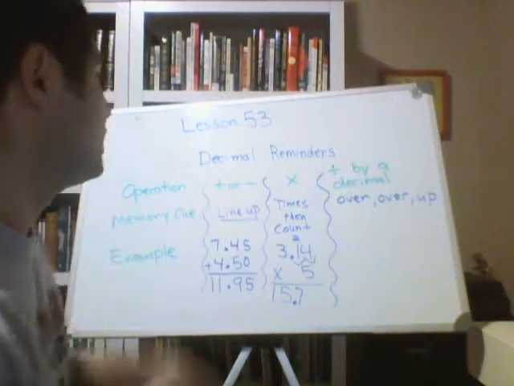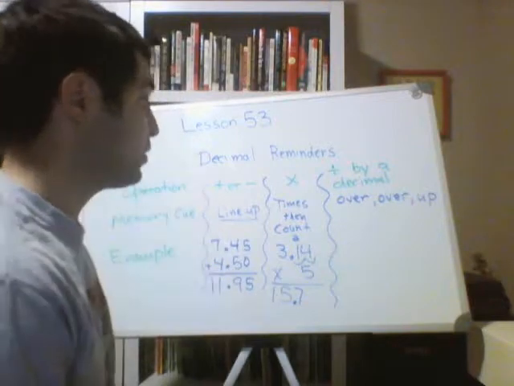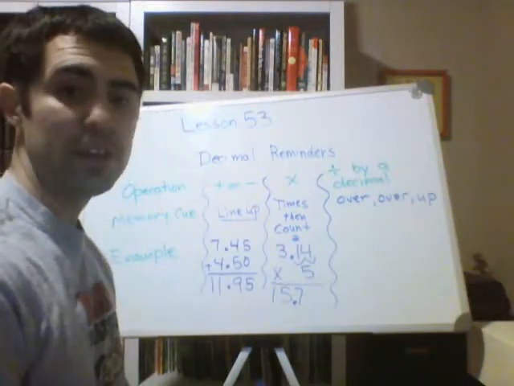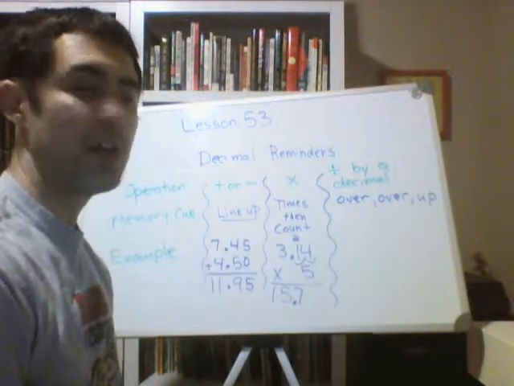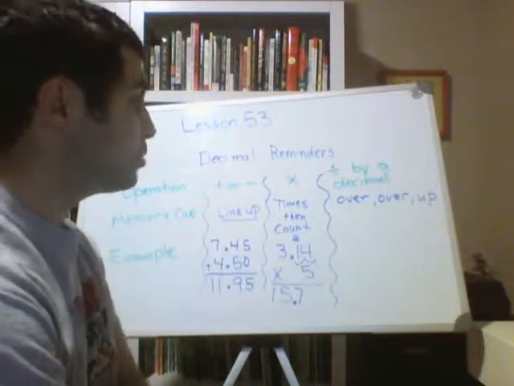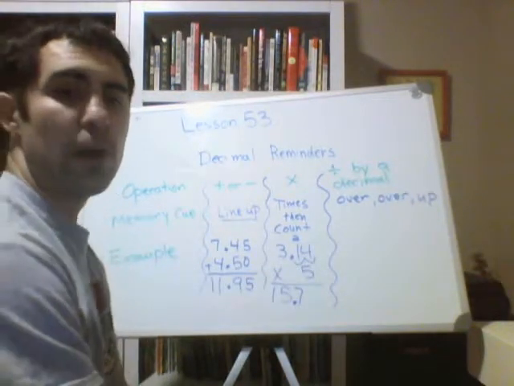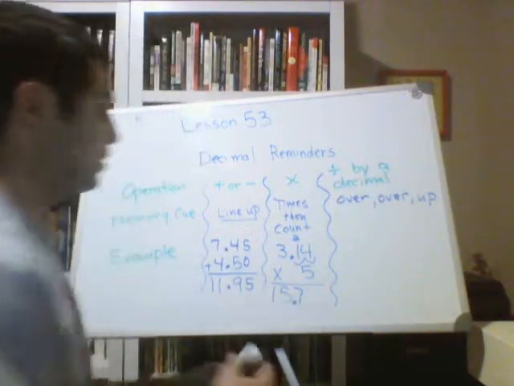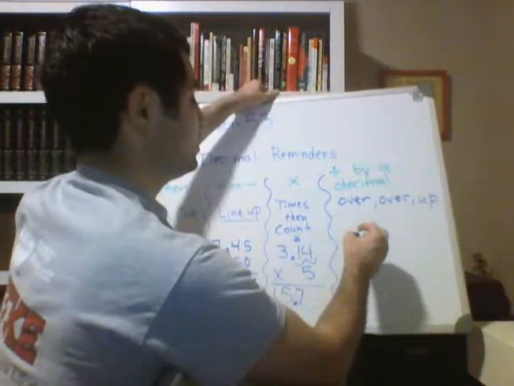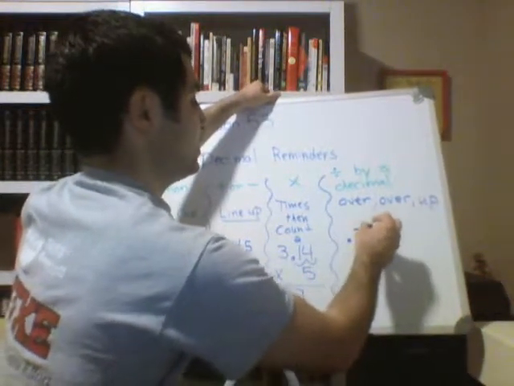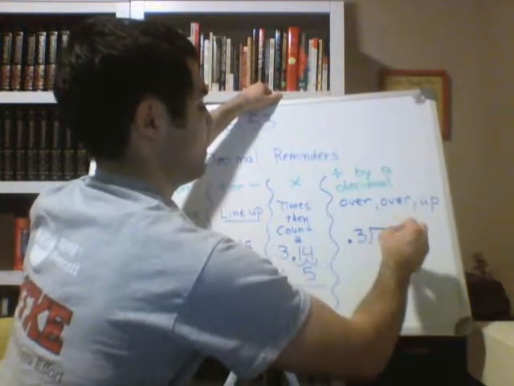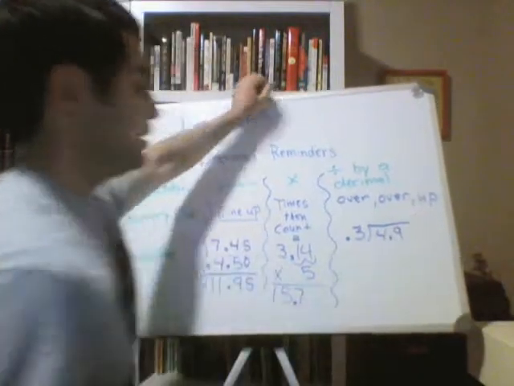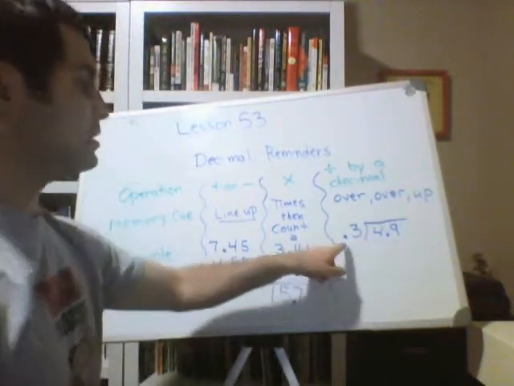Alright, so the last piece of the chart I want to talk about is when you're dividing by a decimal. When you're dividing by a whole number, you just move the decimal point straight up into your quotient area. But if you're dividing by a decimal number, you're going to use the over-over-up method. And the reason why we go over is to make the divisor, which is the number outside of the long division, a whole number. So say this is 3/10, and let's say 4 and 9/10 are the dividend, and this is the divisor.